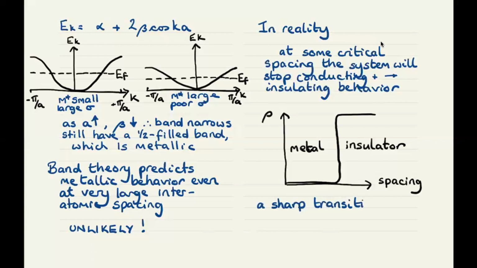And it's often called a Mott transition after Sir Neville Mott, in the case where the origin of the transition is this electron-electron Coulomb interaction that we're going to be discussing next. Okay, so band theory is not giving us this behavior, which we know occurs experimentally in this scenario.